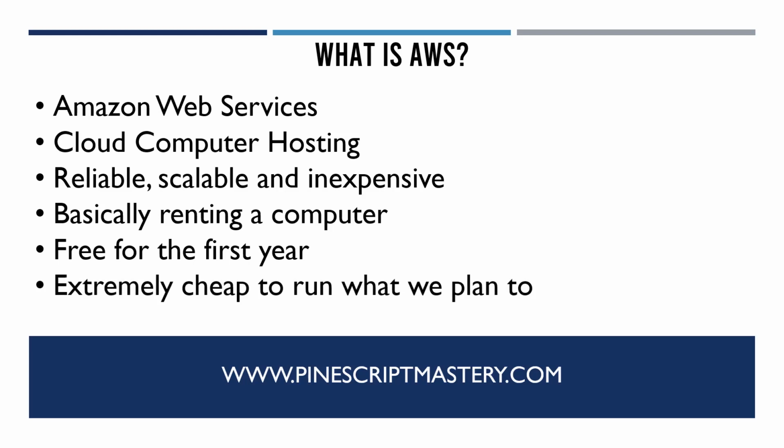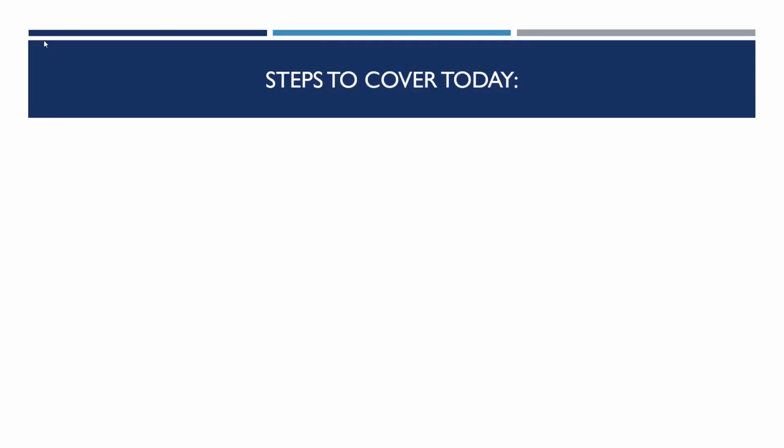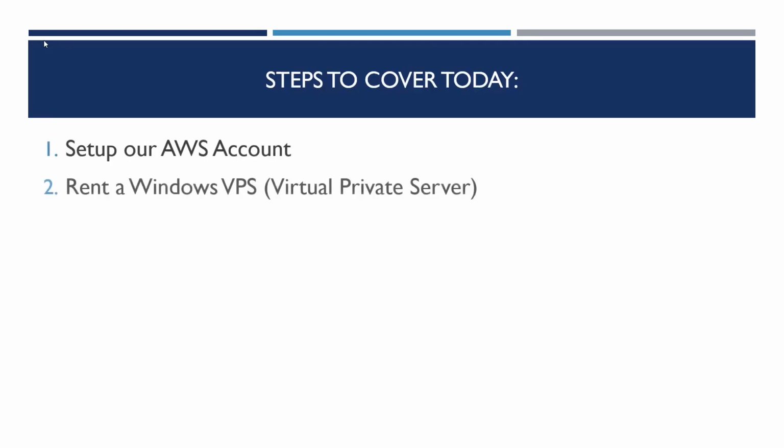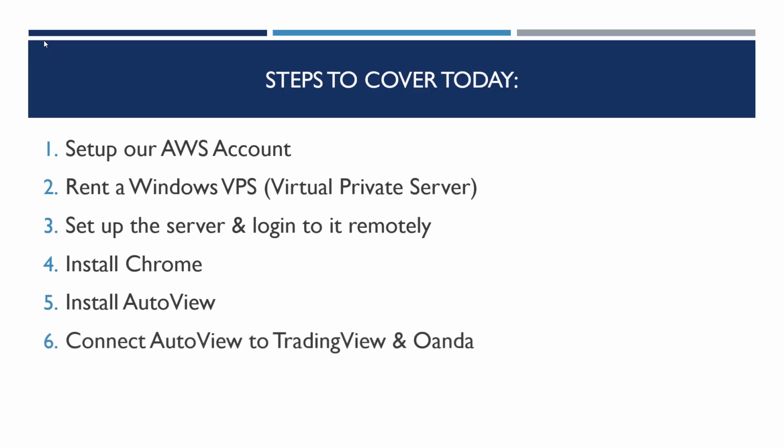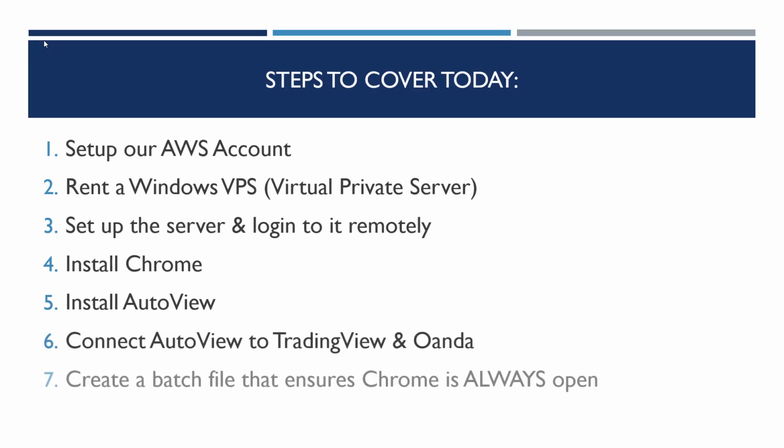Now the computer we plan to rent today is extremely cheap, so it's going to be slow to use, but it is definitely going to be able to handle what we plan to do. And what we're going to do today is we're going to rent this server, set it up, log into it, install Chrome on it, and then add the AutoView extension to that Chrome browser. And then we connect AutoView to TradingView, like I showed you at the beginning of this series. All the steps are the same. And then once we have AutoView connected to TradingView and Oanda, all we need to do is set up our alerts, and the virtual server will run 24/7 and execute our trade orders for us.